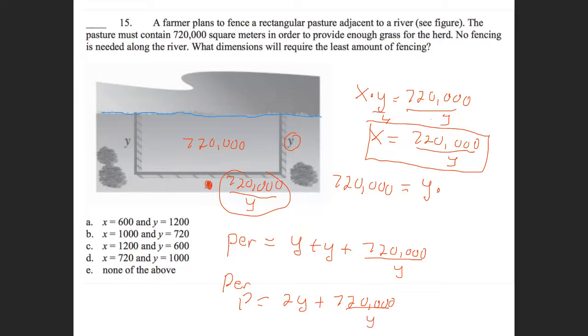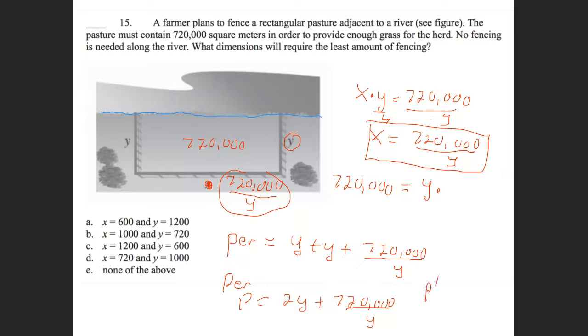720,000 over y. When I was thinking about it, I thought, oh, this is area. But the area formula helped me get this length as a y value. Then I'm trying to minimize the amount of fence I'm using. Well, that's perimeter. I want the least amount of perimeter that I can, because that'll give me what I'm looking for. So now I'm going to take the derivative here.